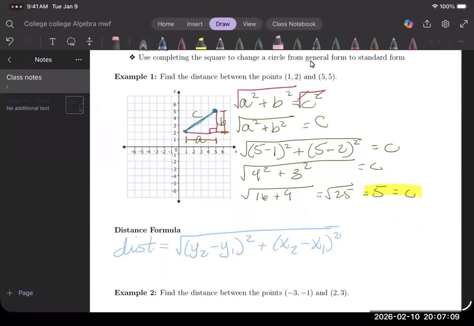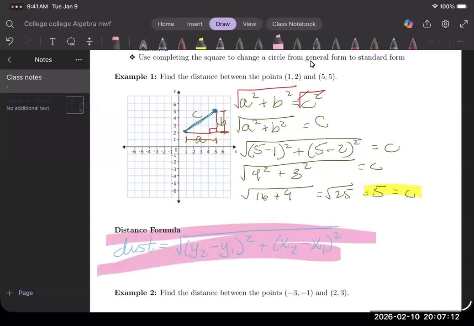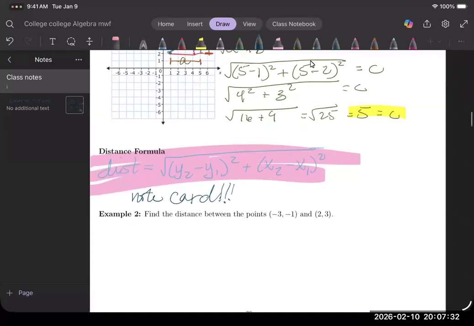So if I were you, star, highlight, make a note, put it on your note card. This is definitely note card worthy. Unless you just know the formula, then by all means, use that space for something else. But remember, since I'm giving you a note card, I'm giving you nothing. So if you need the distance formula, that's up to you.